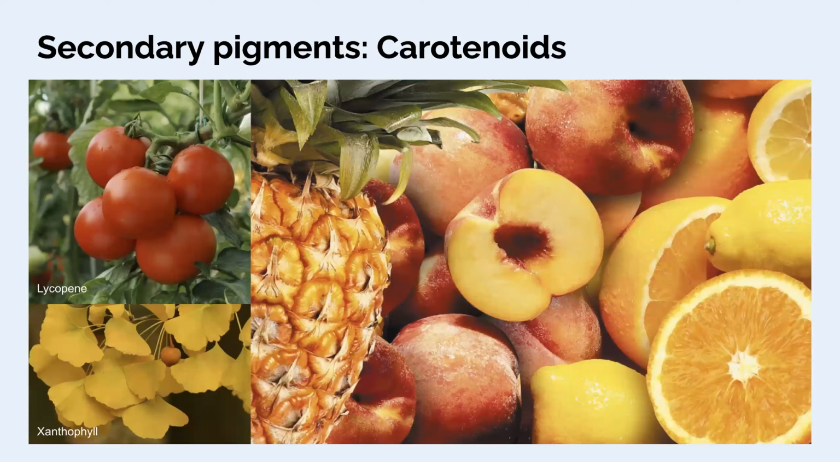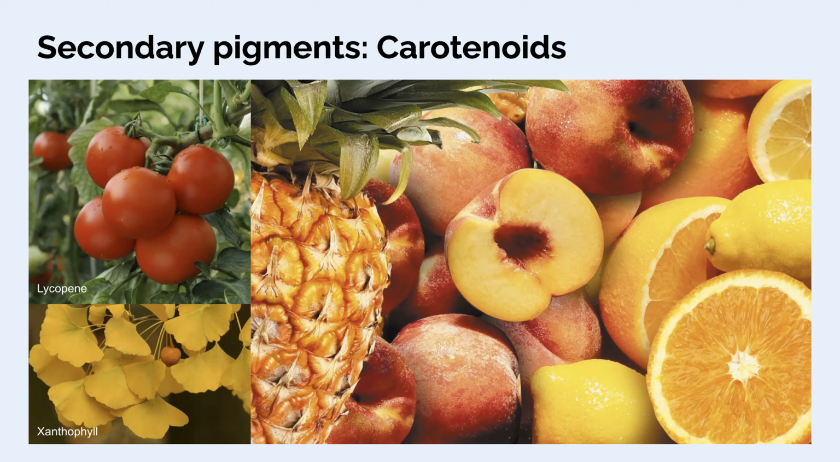What about other colors? We have these other colors called carotenoids. There are a few different kinds of pigments. And again, these are called secondary pigments. The primary pigments are the ones that are essential for photosynthesis. And the secondary pigments can sometimes take on other functions. So visual attraction is one that we often think about.